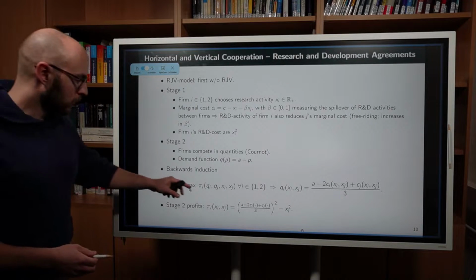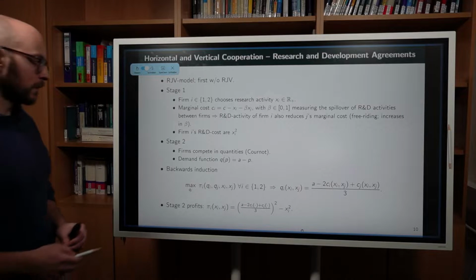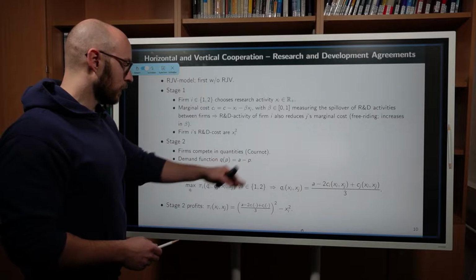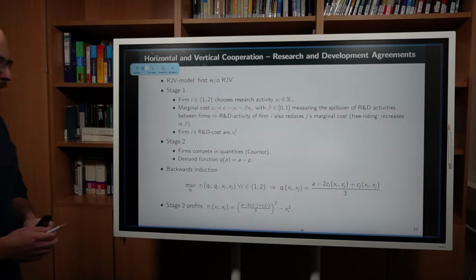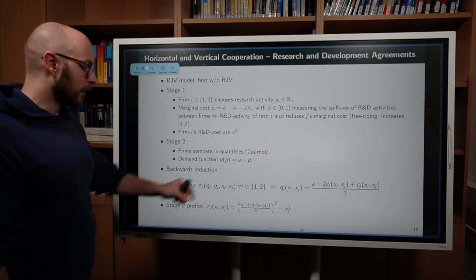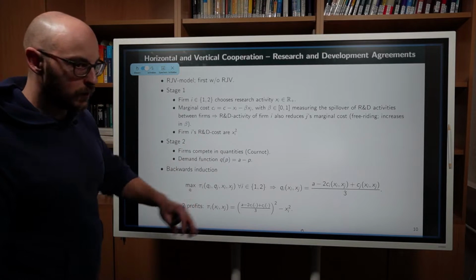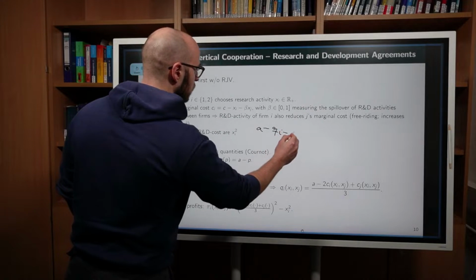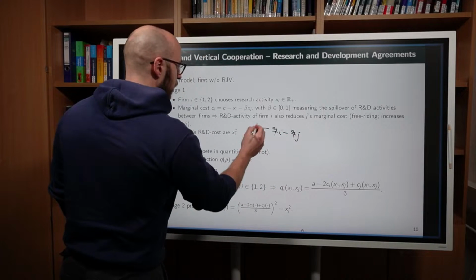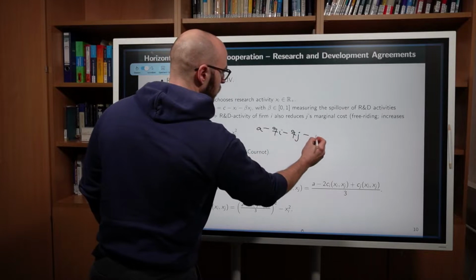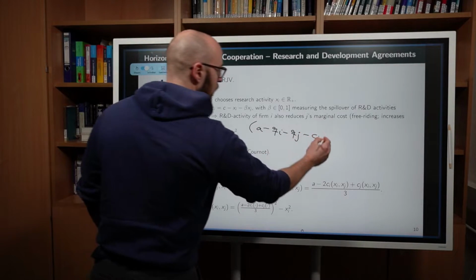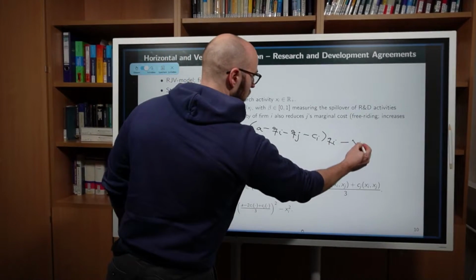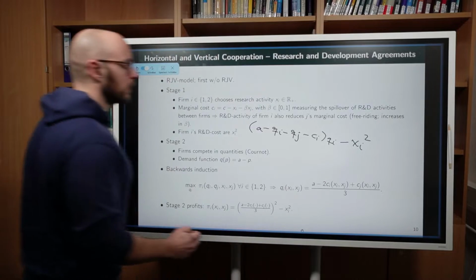So what you first do is set up your profit function, which is P minus ci times the quantity. We have to formulate the price using our inverse demand function, so A minus Q, where we need to have A minus qi minus qj. This is our price, and then we have minus ci, we multiply by qi, and we shouldn't forget our research cost, which is this one here.